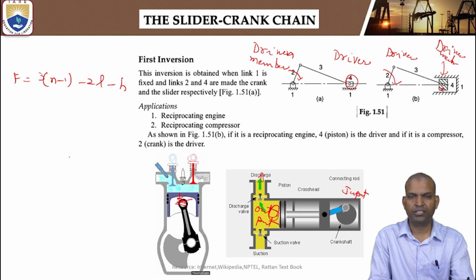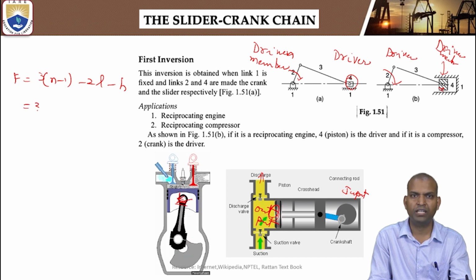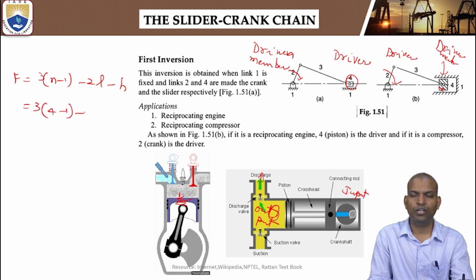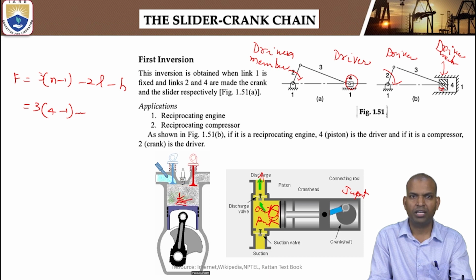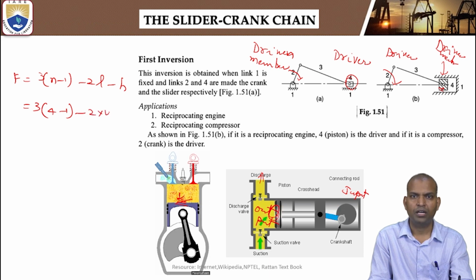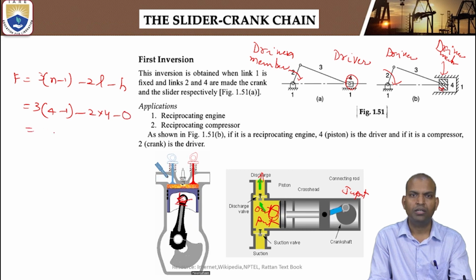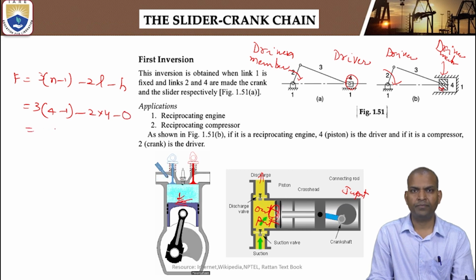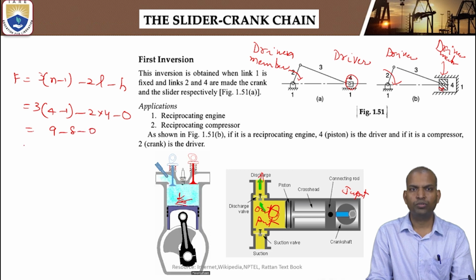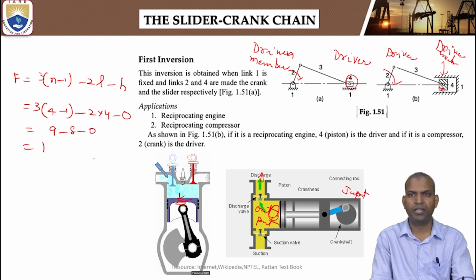So link 1 is fixed. How many links are there? There are 4 links. How many lower pairs are there? So there are 4 lower pairs. How many higher pairs? The higher pairs in this mechanism is 0. So the degree of freedom is equal to 1. That is the degree of freedom.